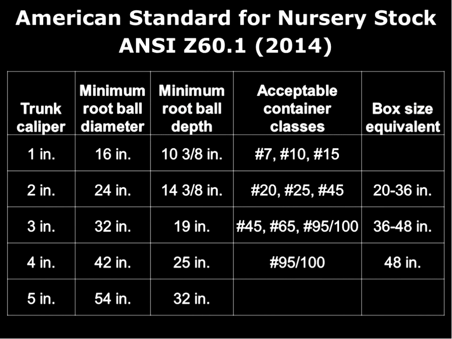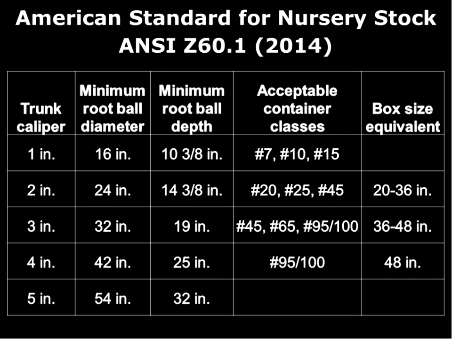One of the great things that at least most of the nurseries that I've dealt with have ignored, and a lot of people that write specifications for plant material have ignored, are these root ball sizes. This is straight out of the brand new ANSI Z60.1 American Standards for Nursery Stock. In the left column you'll see trunk caliper, usually measured about 6 inches up from the soil line. When you get bigger, we usually measure them a little bit higher.